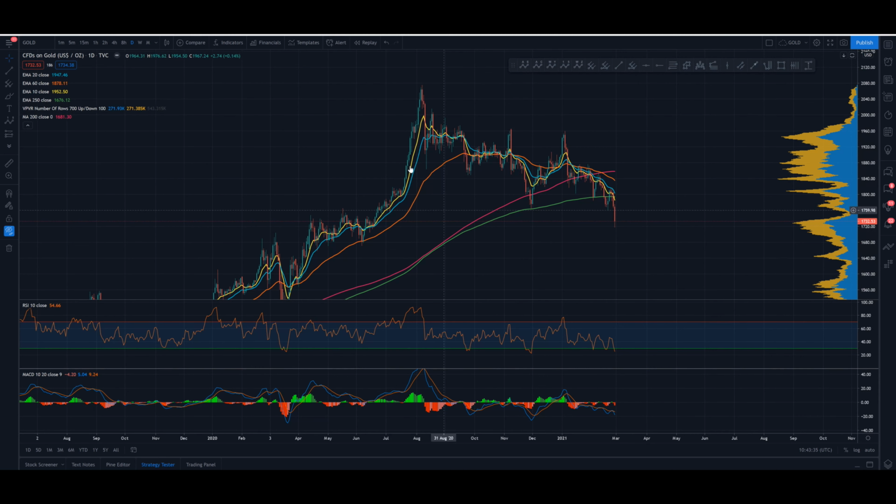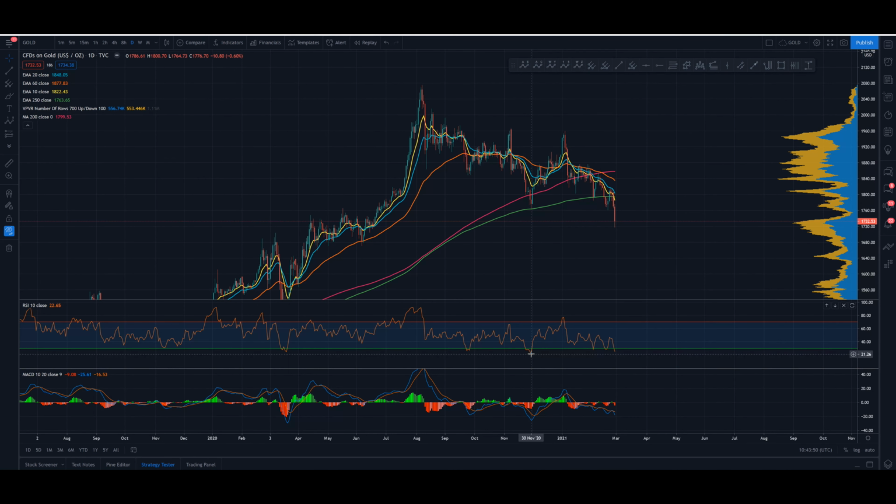So yes, technically, from a basic technical analysis point of view, this is looking bearish, and we are in oversold conditions now in the daily RSI, but there's no bullish divergence to speak of in the shorter time frame.